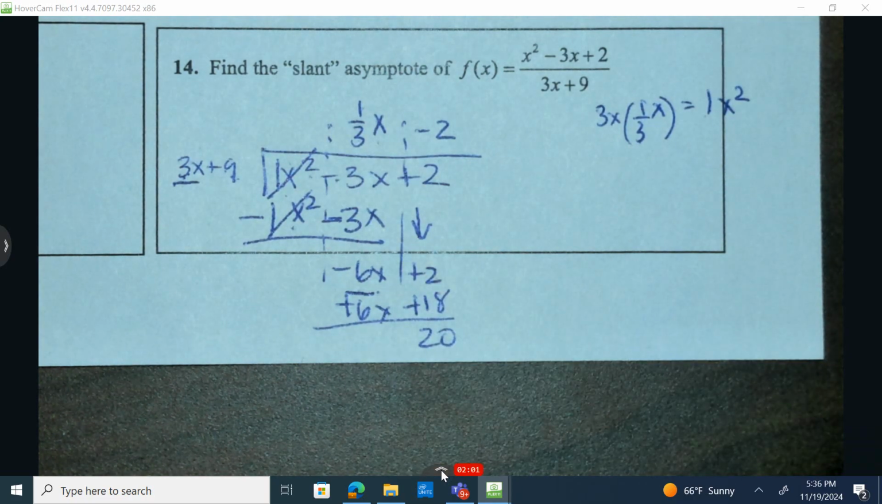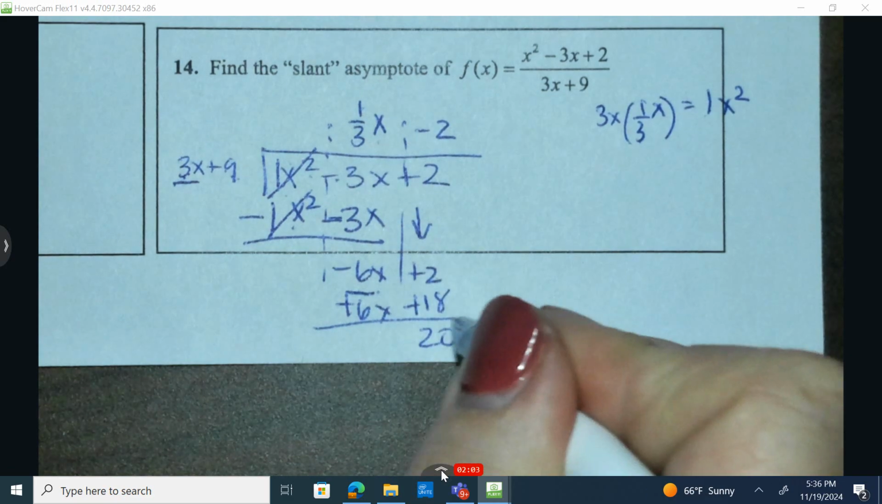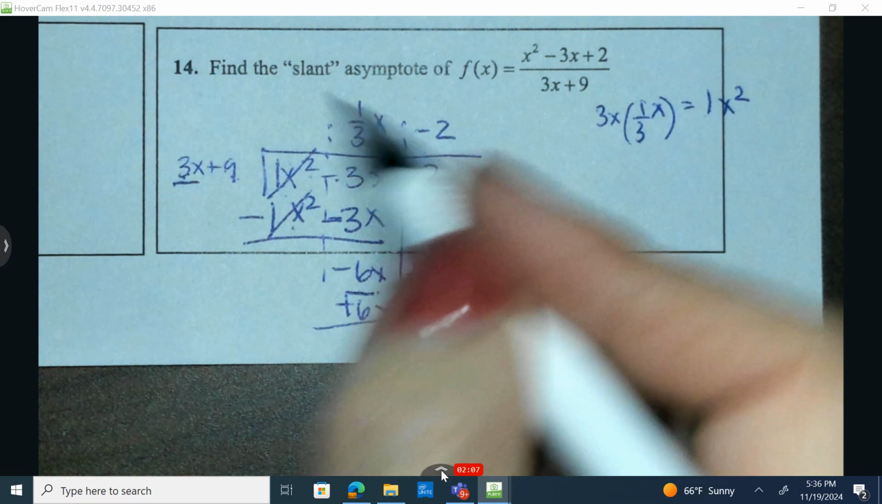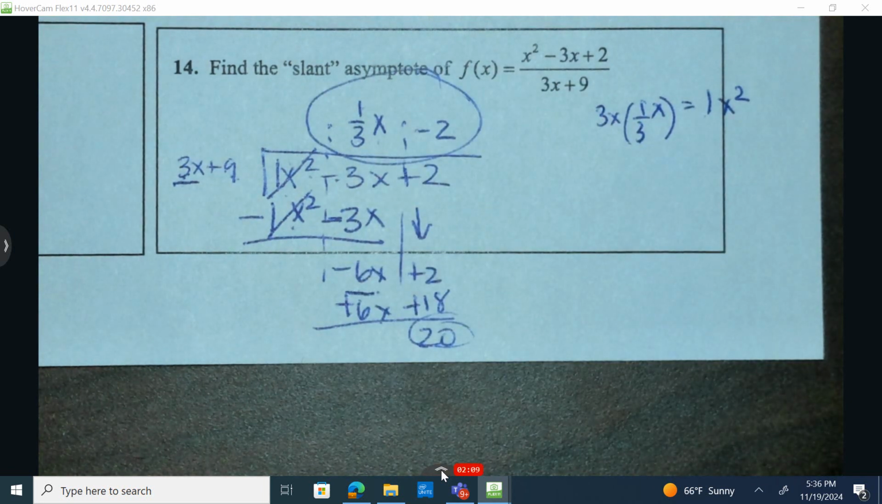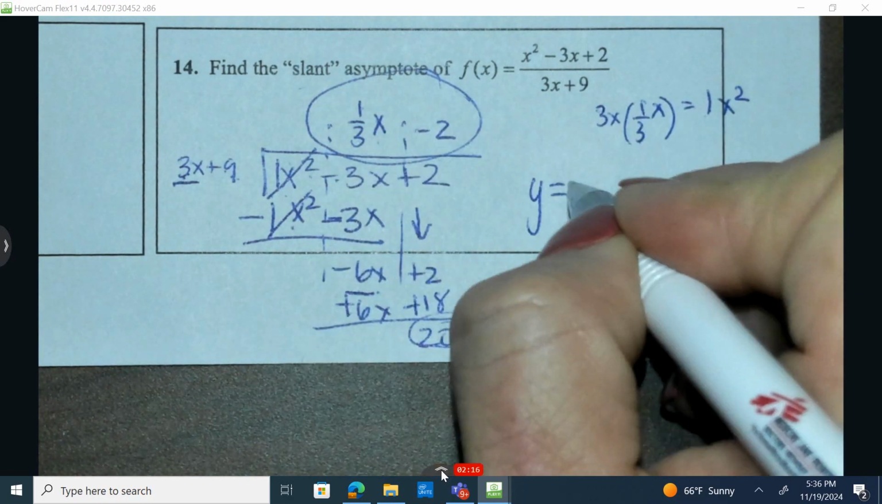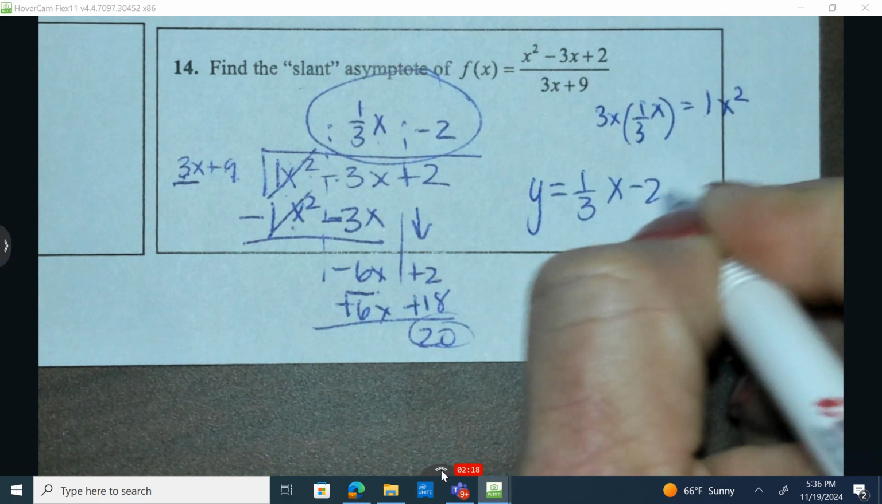and add straight down. And so this remainder, we're only using the tool of polynomial long division in order to figure out what is that equation of the slant or oblique asymptote. So our equation of the asymptote is going to be what's on top. So 1/3 x minus 2.